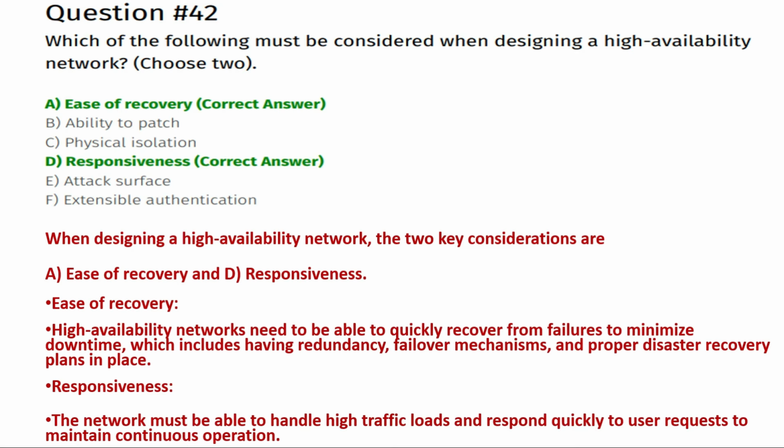When designing a high availability network, the two key considerations are ease of recovery and responsiveness. Ease of recovery: high availability networks need to be able to quickly recover from failures to minimize downtime, which includes having redundancy, failover mechanisms, and proper disaster recovery plans in place. And responsiveness: the network must be able to handle high traffic loads and respond quickly to user requests to maintain continuous operation. So let's move to the next question.